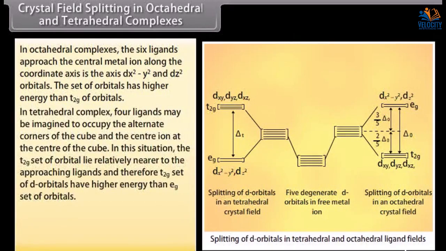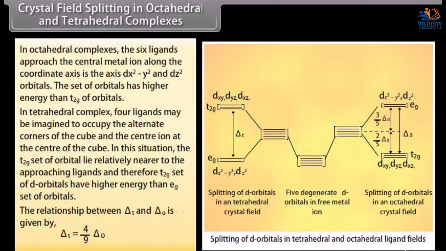In tetrahedral complex, 4 ligands may be imagined to occupy the alternate corners of the cube and the central metal ion at the center of the cube. In this situation, the t2g set of orbitals lie relatively nearer to the approaching ligands and therefore the t2g set of d orbitals have higher energy than the eg set of orbitals. The relationship between delta T and delta O is given by delta T is equal to 4 by 9 delta O.